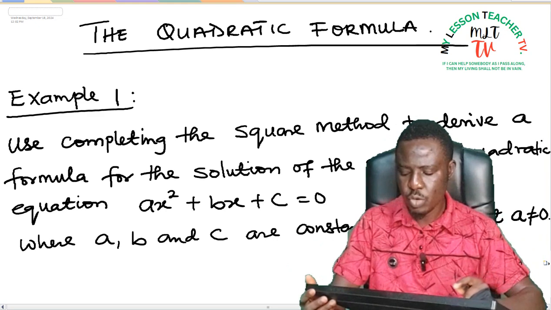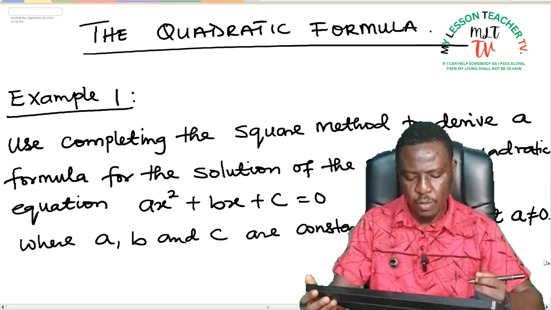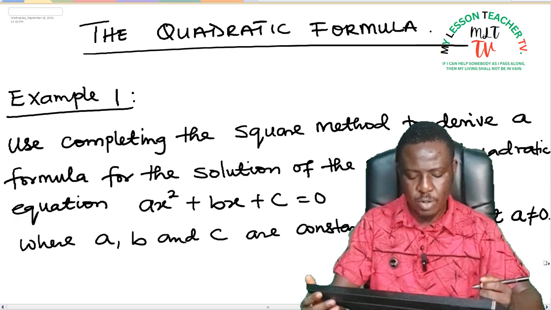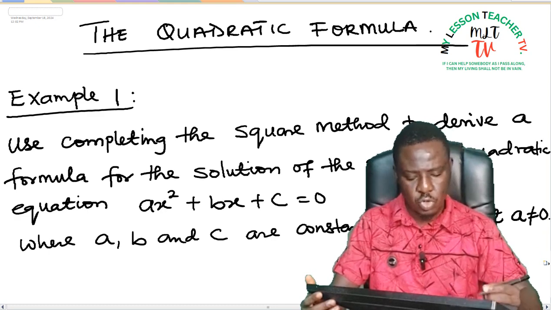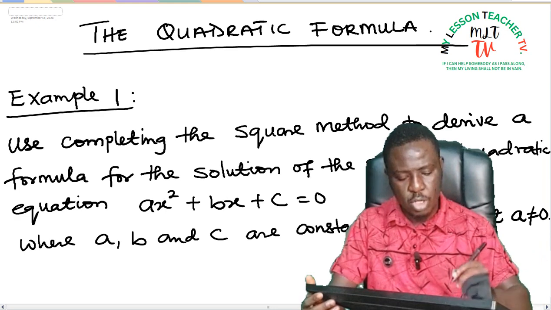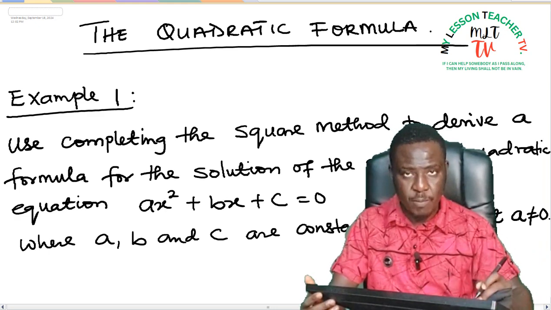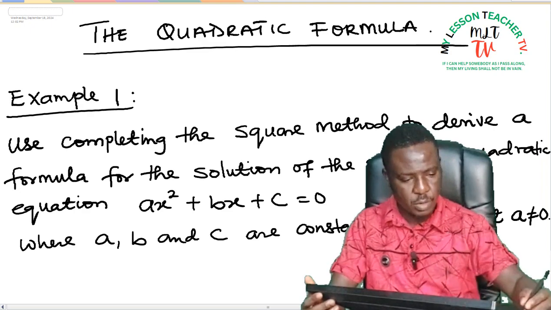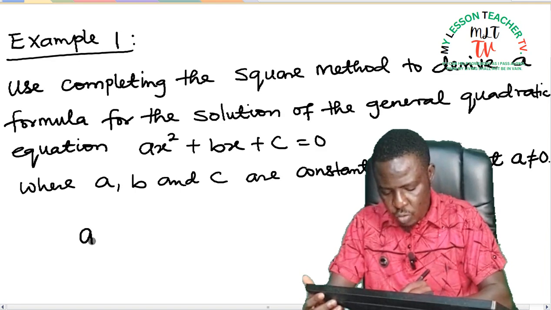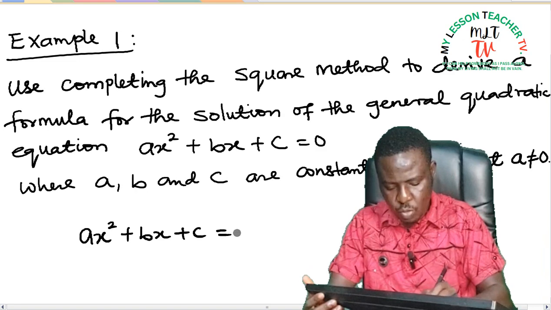Example 1 says we should use completing the square method to derive a formula for the solution of the general quadratic equation ax squared plus bx plus c is equal to 0. So this is a proof. By solving this equation using completing the square method gives us the derivation of the formula method. So let's go. So the question is ax squared plus bx plus c is equal to 0.